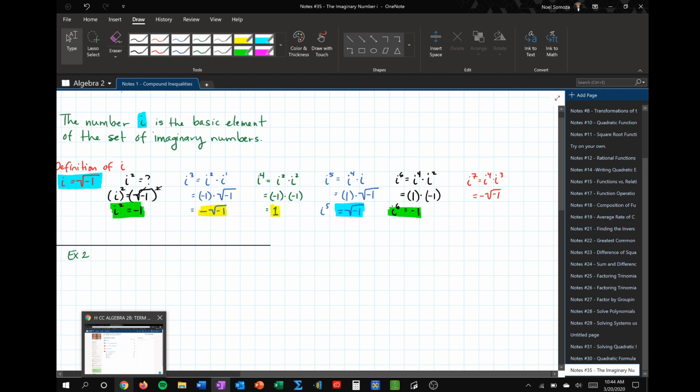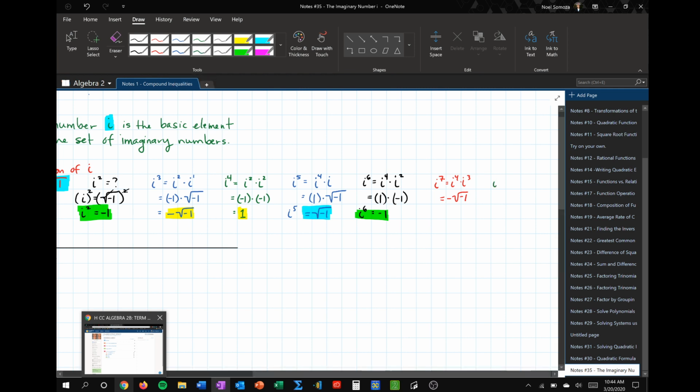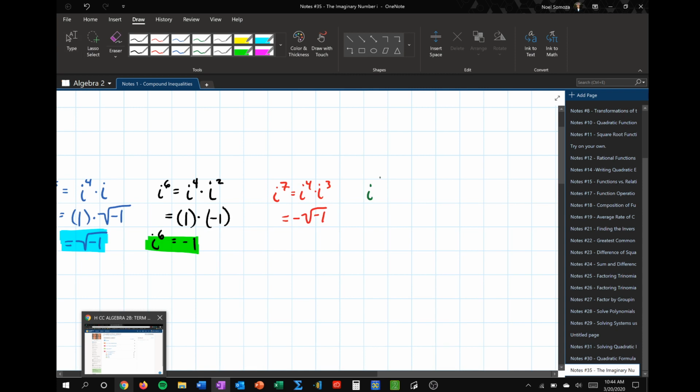And then when you cycle back over, right, you see the cycle now. When you get to i to the 8th, that's just i to the 4th times i to the 4th, right? Which is the same thing as 1 times 1, which is equal to 1.